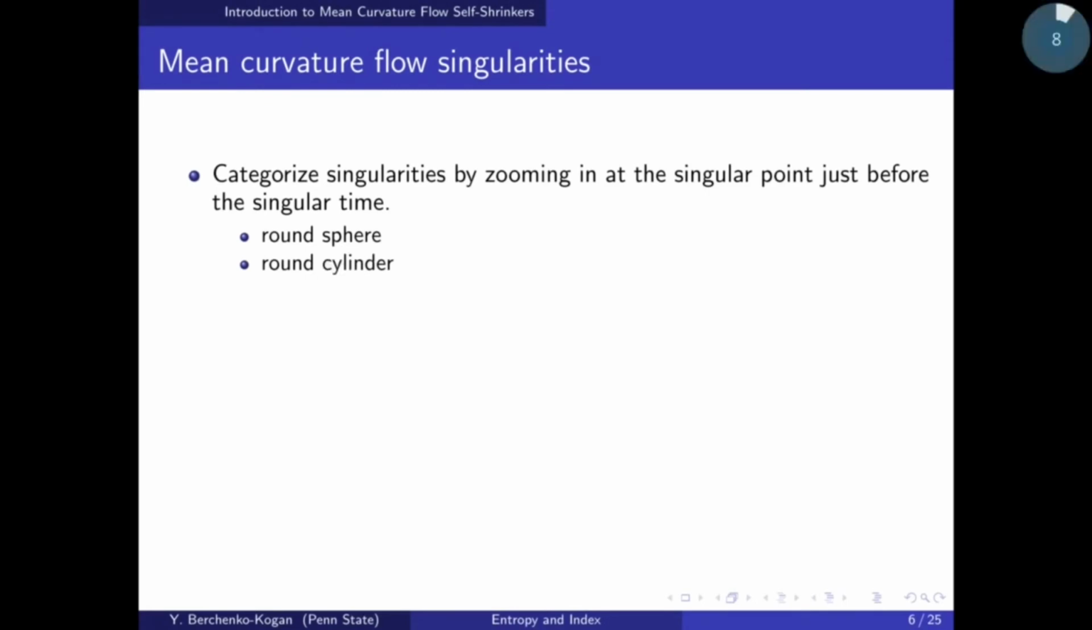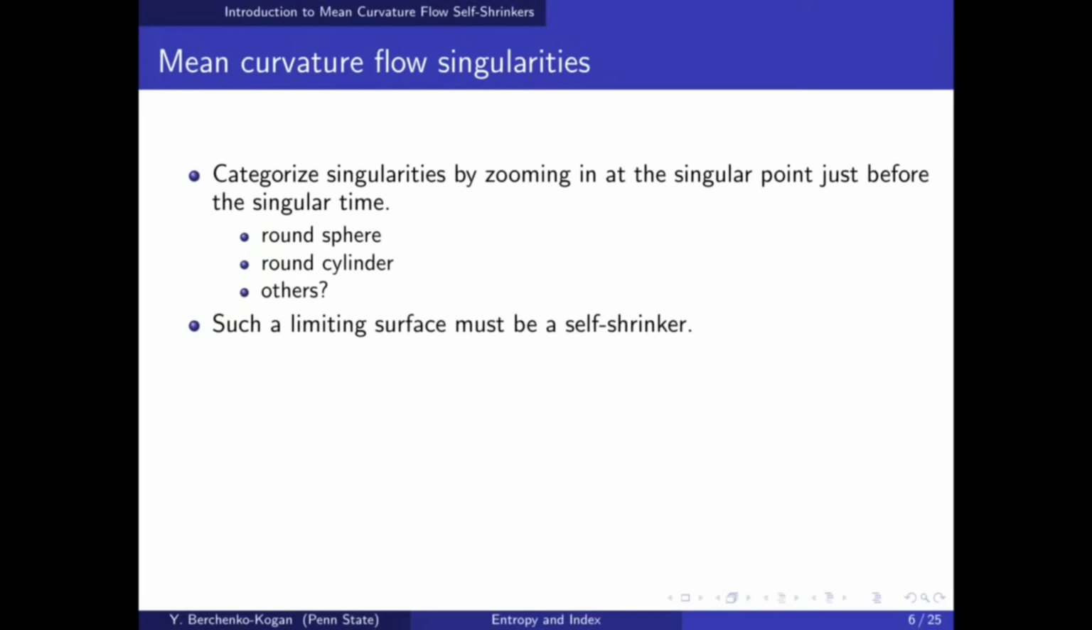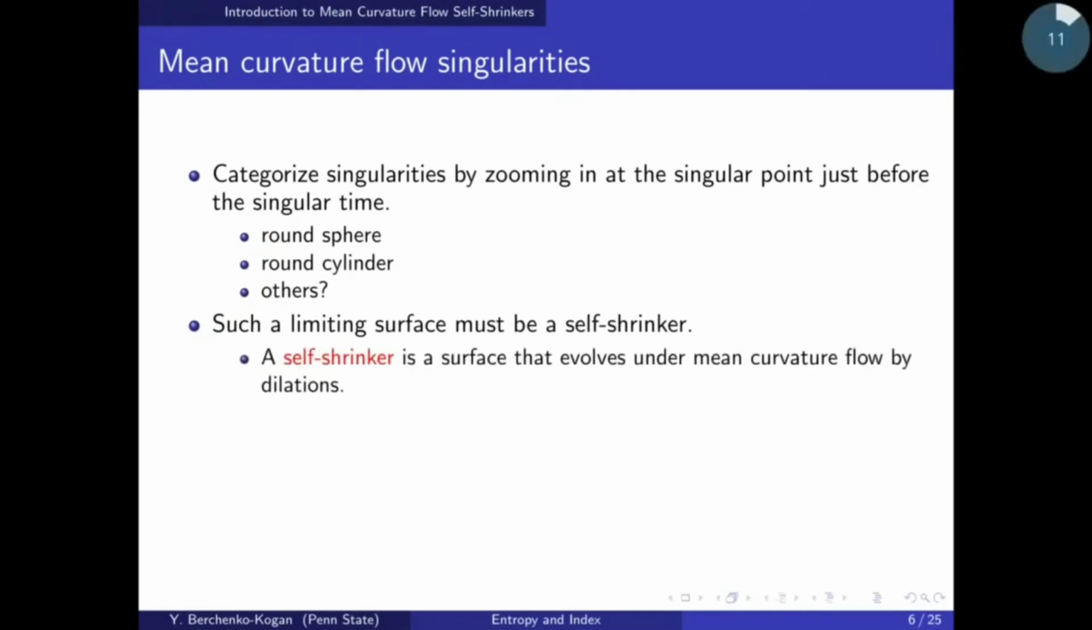setting. But we also saw that this procedure of categorizing a singularity by zooming in could also get us a round cylinder rather than a round sphere once we're in the two-dimensional case. The question is, are there any others? So one thing we know about these limiting surfaces is they have to be a self-shrinker. So they have to evolve under mean curvature flow by dilations. So if I take a sphere and evolve it under mean curvature flow, it will just become a smaller sphere, same shape, smaller size. Same thing with a cylinder.